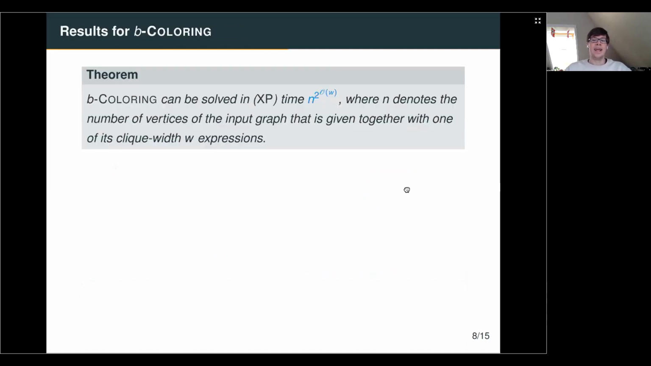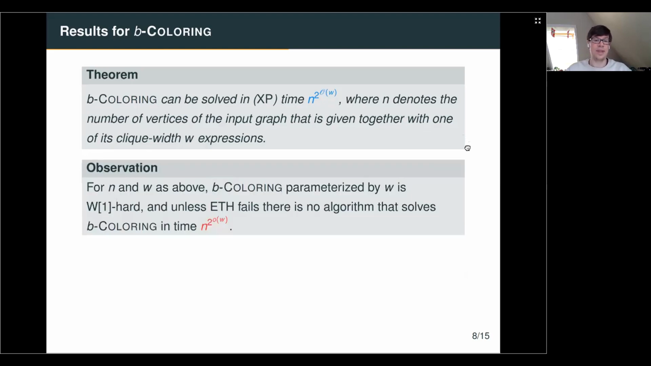Okay. So concretely, we show that B-coloring, if we are given an input graph together with a Clique-Width W expression, can be solved in time n^(2^O(W)). Now, okay, this is polynomial for some fixed value of W, but of course, this is not a very nice polynomial because it has very, very high degree. So we should immediately ask ourselves, can we do any better than this? And actually, well, probably not much, at least.